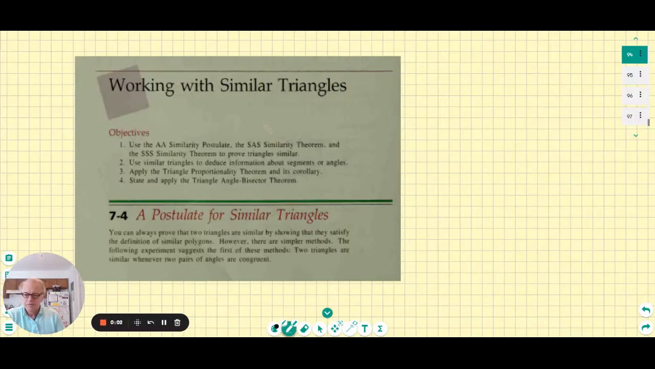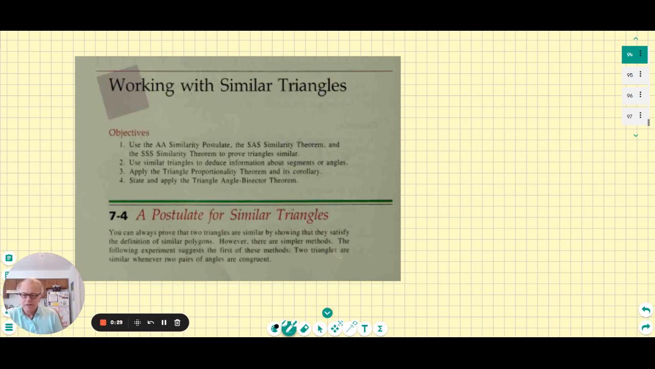Okay, well, we're going to move on into section 7.4, and we're going to talk about working with similarity and similar triangles. In the past, we were talking about proving triangles congruent, but we can also prove them similar, which, as we've said, is they have congruent angles, but they have proportional sides.